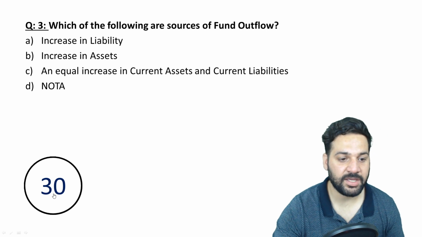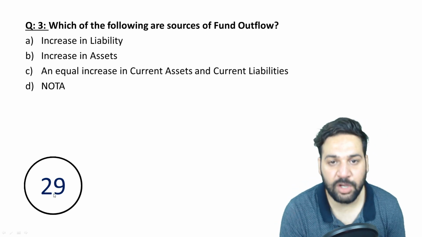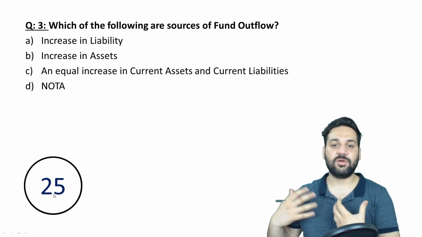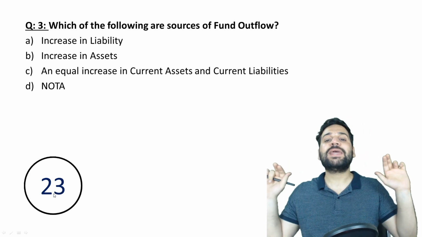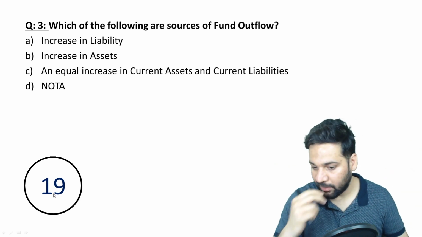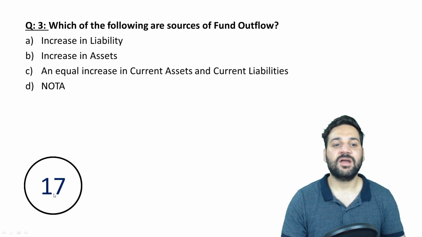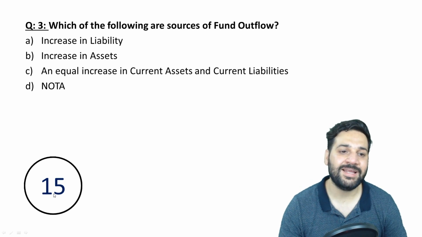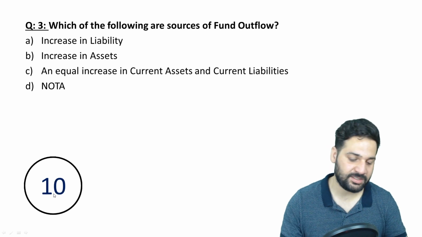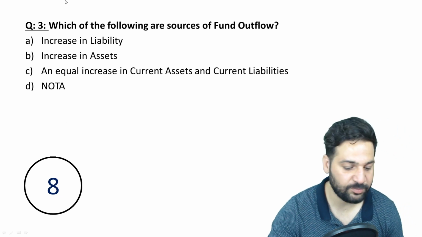Now I am again giving you 30 seconds. Which of the following are the sources of fund outflow? Fund outflow means your working capital is going, your funds are going. So what is the correct answer? The options are increase in liability, increase in asset, and equal increase in current asset and current liability. Let me explain this question to you.